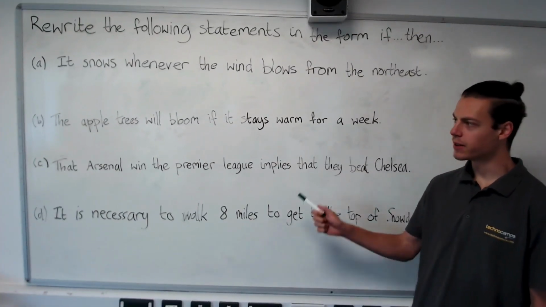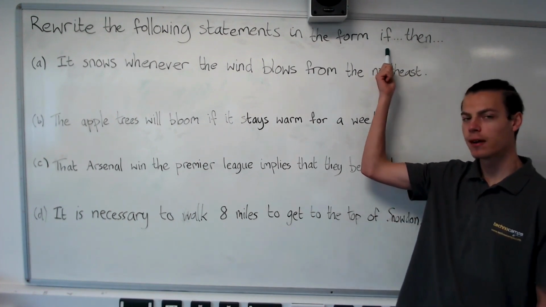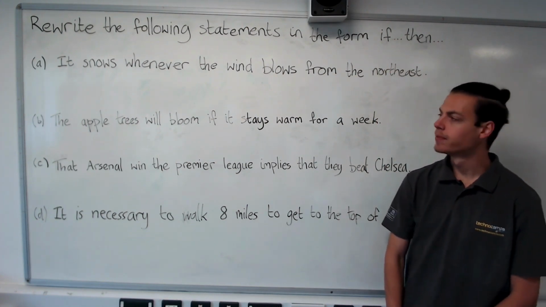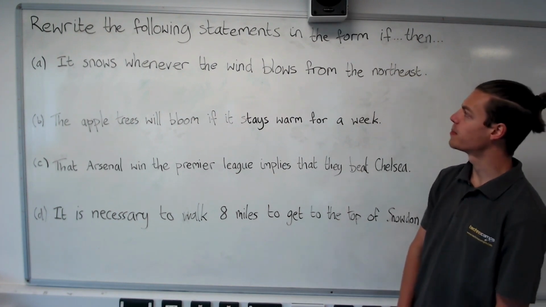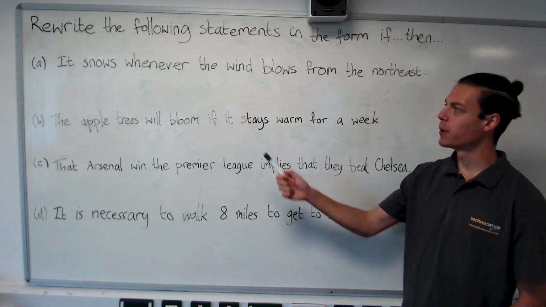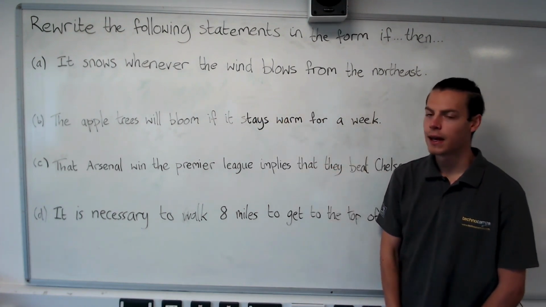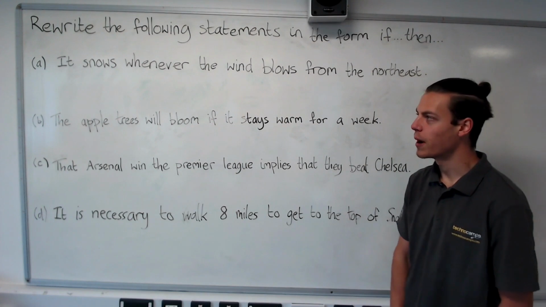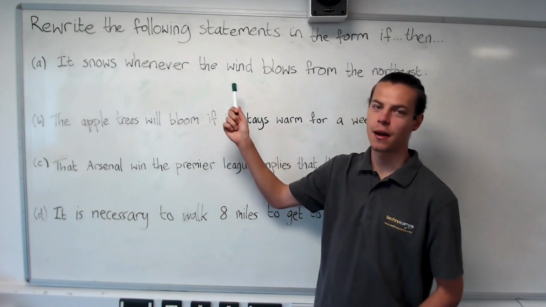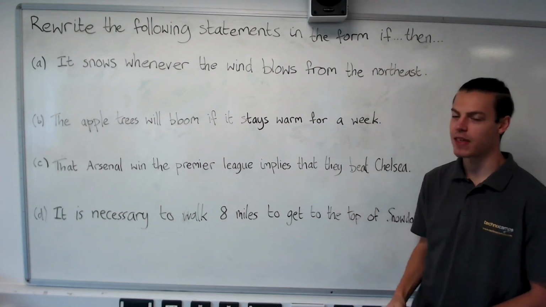We want to rewrite all of these statements in English in the form if something, then something else. Right, so let's take a look at A. It snows whenever the wind blows from the northeast. Okay, so if the wind blows from the northeast, then it snows, right? It might also snow when the wind blows from the south. So we cannot conclude that if it snows, then the wind blows from the northeast, but certainly if the wind blows from the northeast, then it snows.